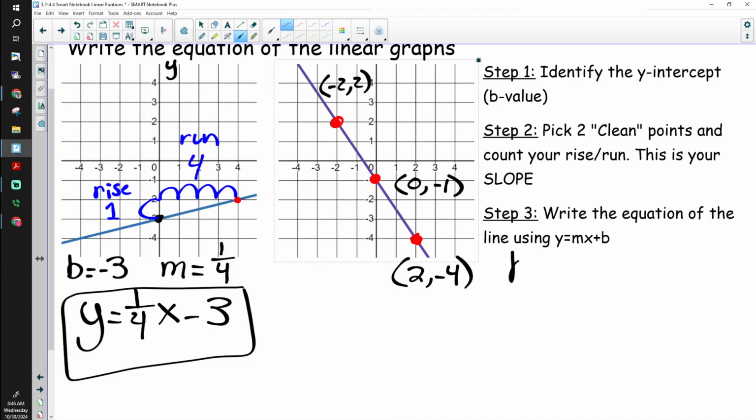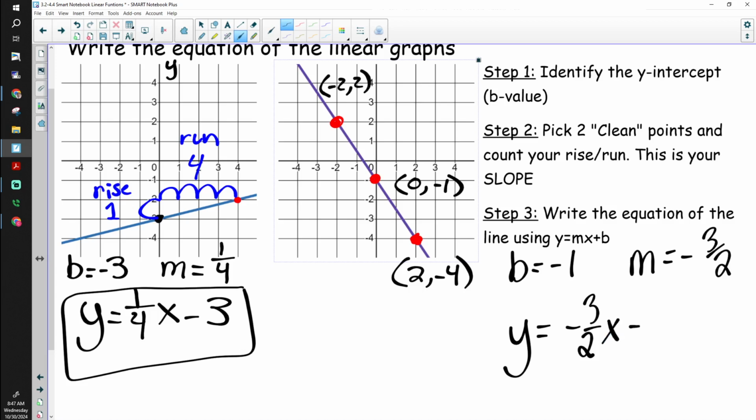Okay, so we know b, m. What was b, negative 1 or positive 1? Negative 1, negative 3/2. Now we just plug it in to y equals mx plus b. Y equals negative 3/2 x minus 1. That's the equation of my line. That's how you do it with the help of Desmos.